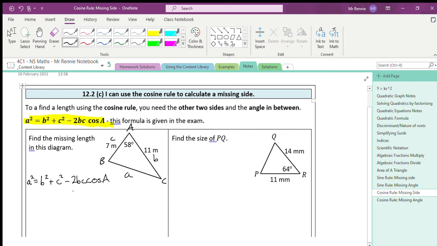I'm now going to put my values in. So a squared equals b squared, which is 11 squared, plus c squared, which is 7 squared. Take away, now I know the formula doesn't say this, I'm going to put the rest of this into a bracket just so it's more manageable in your calculator. It's a good idea to use brackets here so that this subtracts all of what's going on in here. So 2bc is 2 times 11 times 7 times cos of the angle A, which is 58 degrees.